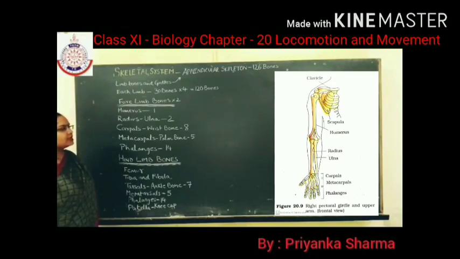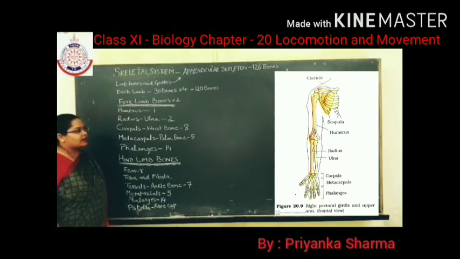You can see in the wrist, the bones are known as the carpals. The bones present in your wrist are known as the wrist bones, and they are 8 in number. Then the metacarpals, known as the palm bones, which are 5 in number. Then the phalanges, present in your fingers, which are 14 in number. You can see in the diagram also.